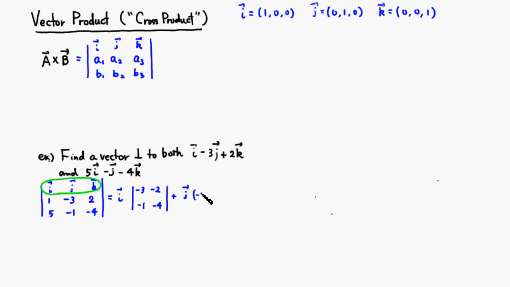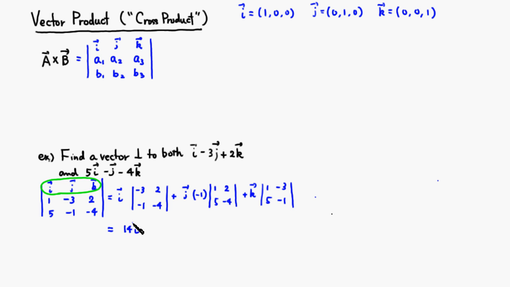Then you have plus j times a cofactor that would actually be negative. You erase this column and that row, so 1, 2, 5, -4. That will be the cofactor C12. And then C13 would be k times 1, -3, 5, -1. So this is -3 times -4, which is 12, and minus 2. Actually, I messed up the sign, sorry. It's going to be 12 minus -2, so it's going to be 14.